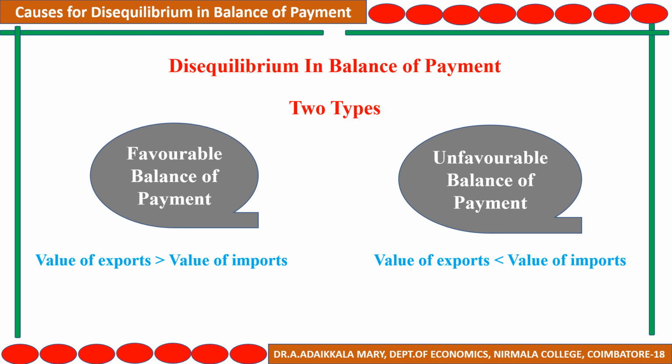Second one is unfavorable balance of payment. When the value of exports of an economy is lesser than the value of imports, it is called an unfavorable balance of payment or deficit balance of payment. This is because, in other words, it means that the income flown into the economy is lesser than the payments made to other countries. This is also, the value of exports is less than the value of imports.